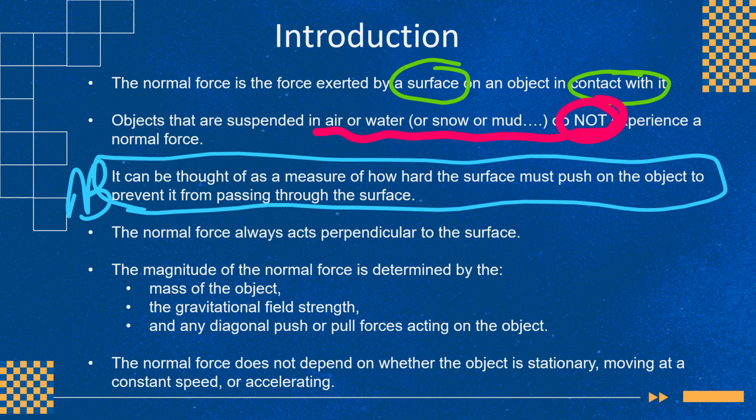So if you see an object sinking into a surface, then there's no normal force present, because a normal force is a measure of how hard the surface must push or work in order to keep that object from falling or passing into the surface.